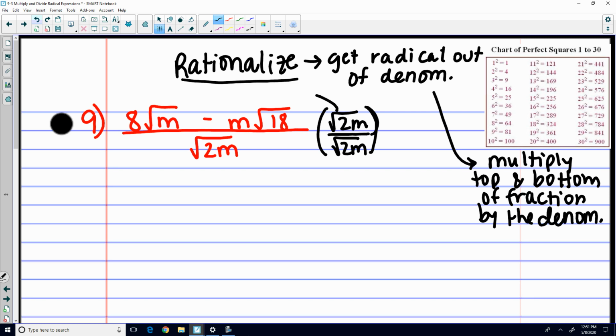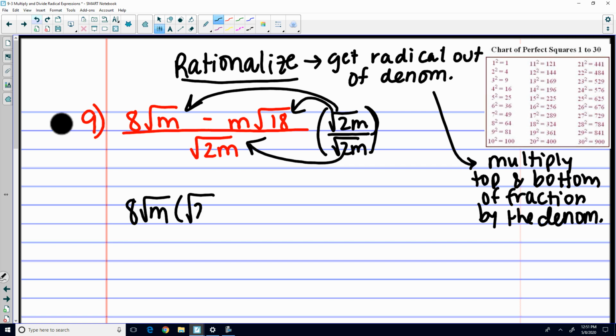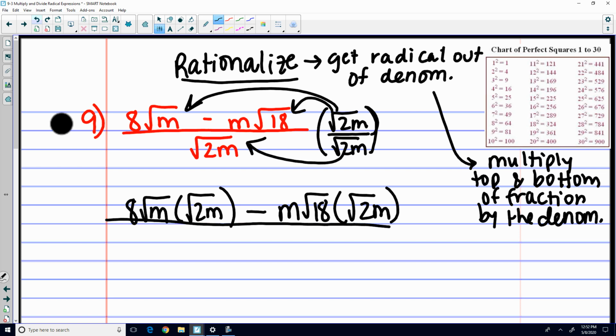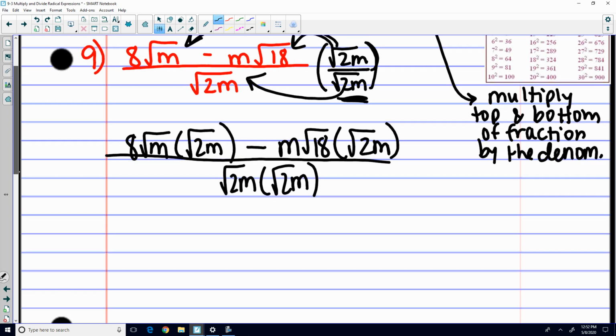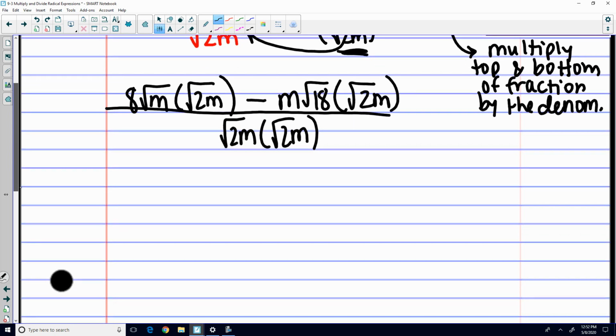We need to multiply that one times square root of 2m, and that one, and that one. It's like distribution. It applies to all the terms. So 8 square root of m times the square root of 2m, minus, there's a subtraction sign, minus m square root of 18 times the square root of 2m, divided by the square root of 2m times the square root of 2m. All right, let's do that math. By no means do you actually have to write that step, but that is what we are doing.